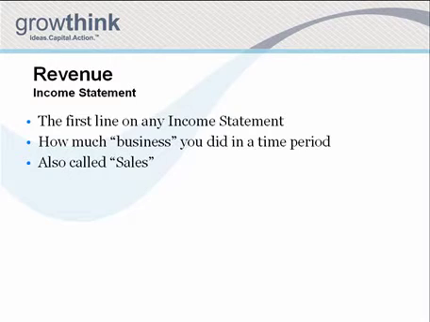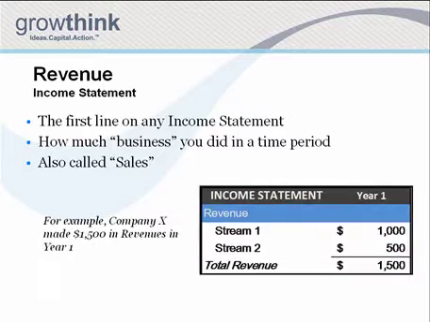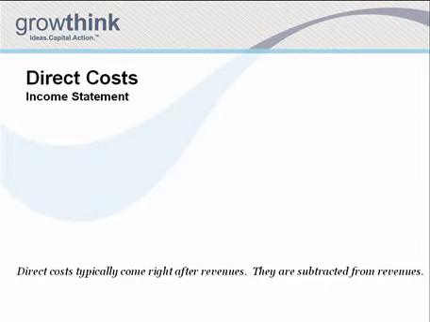For most businesses, we refer to that revenue as sales. In the example here, company X made $1,500 in revenues in year one. They had two revenue streams. The first generated $1,000 of revenue, the second $500. 1,000 plus 500 gives us $1,500 worth of total revenue for the period. Your company may have just one revenue stream, or it may have 10 or more. Every company is different, and that's fine.